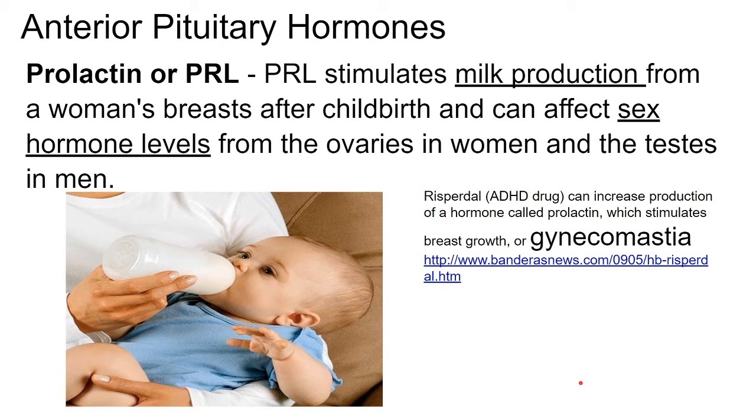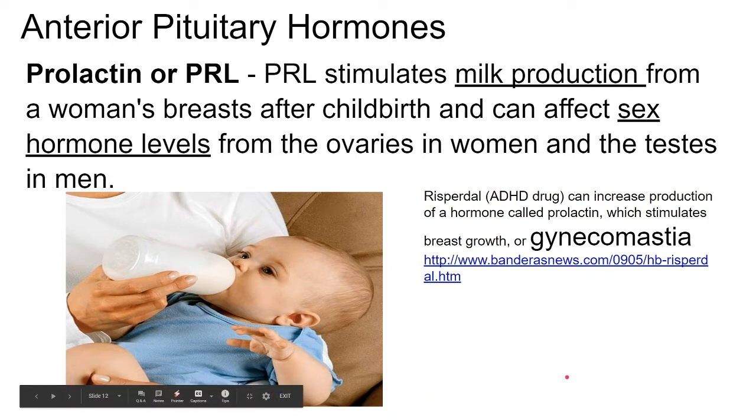So, some hormones from the pituitary gland. You have prolactin, or PRL. It stimulates milk production after a woman's given birth. It can affect other levels as well, from the ovaries in a woman and the testes in men. So even though men don't a lot of times produce these hormones, they can have an effect on them because their bodies still do have receptors for them.